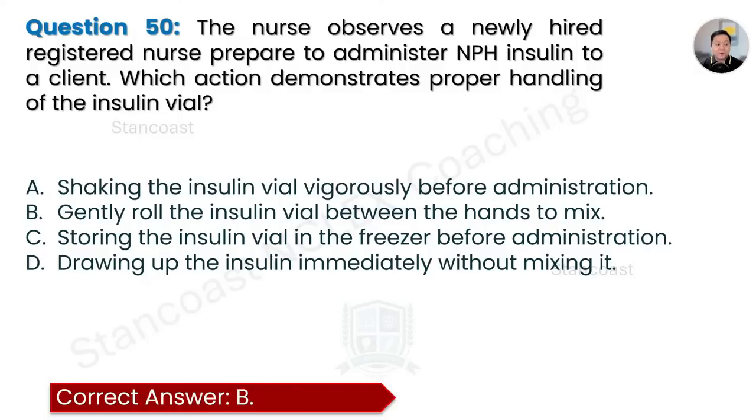And letter A, of course, is an incorrect option because shaking the vial vigorously can introduce air bubbles. It can cause dosing inaccuracies. For letter C, insulin should not be frozen because it can compromise its efficacy. And letter D, NPH insulin must be mixed properly before administration to ensure accurate dosing.